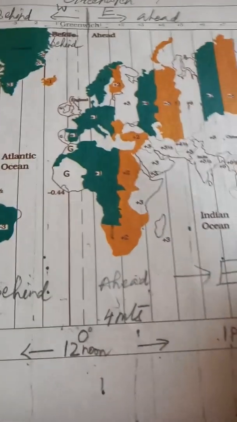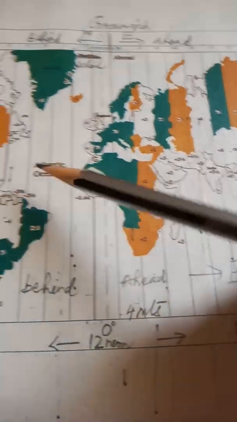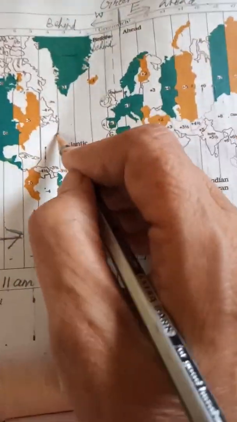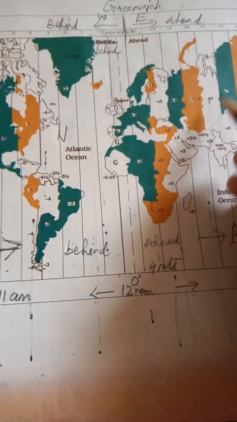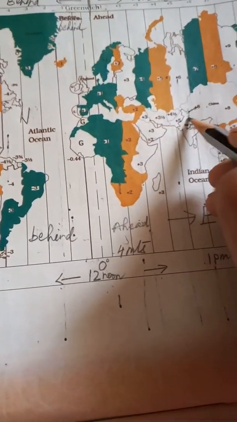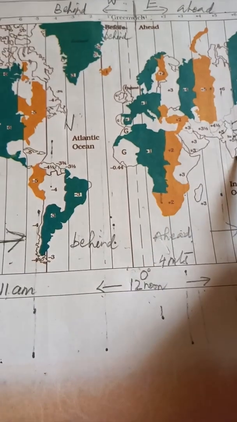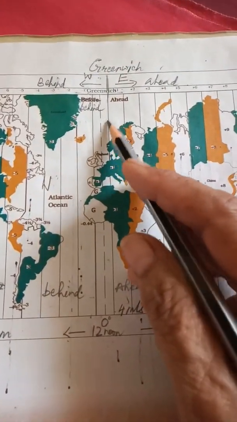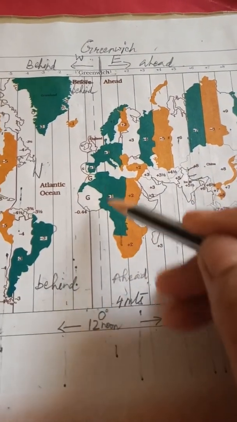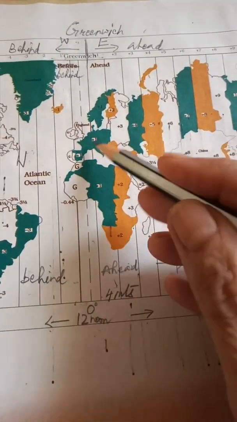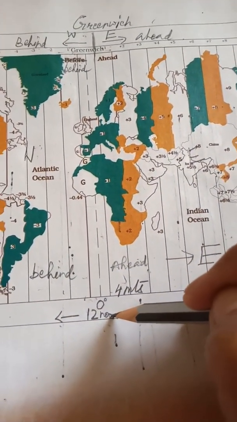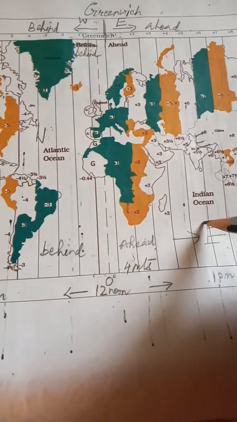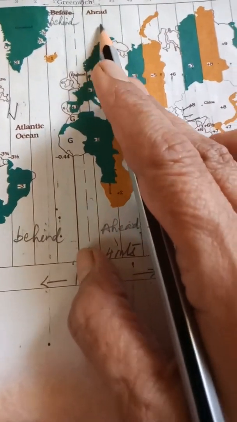Okay, so you know there are 180 longitudes in the western hemisphere, right? Western hemisphere and 180 in the eastern hemisphere. These are eastern, these are western. Now Greenwich is the line of our reference, point of reference, 0 degree. So the time east of Greenwich will be ahead of other countries.